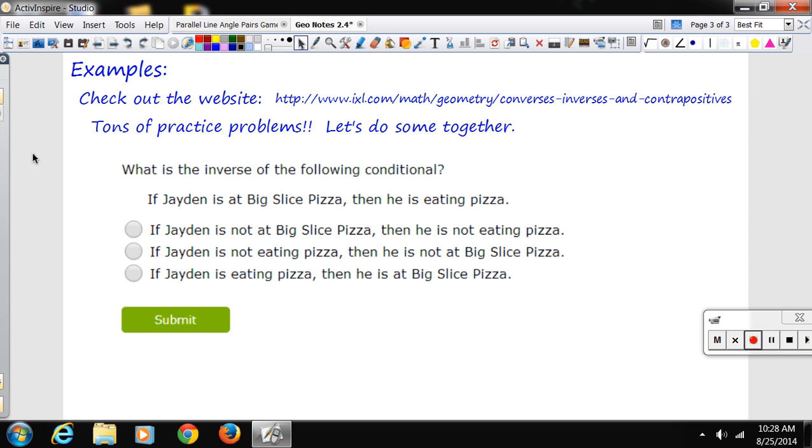If Jaden is at Big Slice Pizza, then he is eating pizza. We want the inverse. What does inverse mean again? Converse is flip it. Inverse is opposite or negatives, right? So we want to make it the opposite of each statement. So if he is not at Big Slice Pizza, then he is not eating pizza. That would be the first one. So you would bubble in this first one right here. Now let's see if this works.